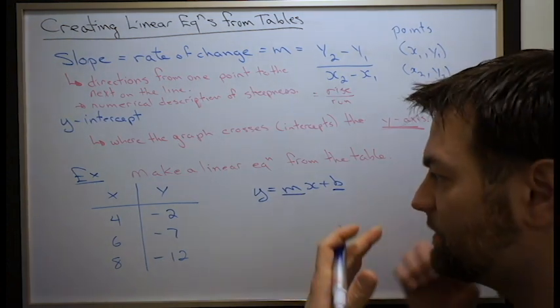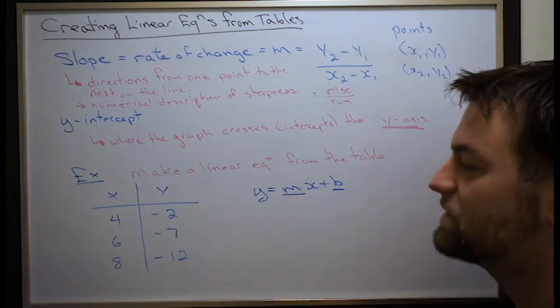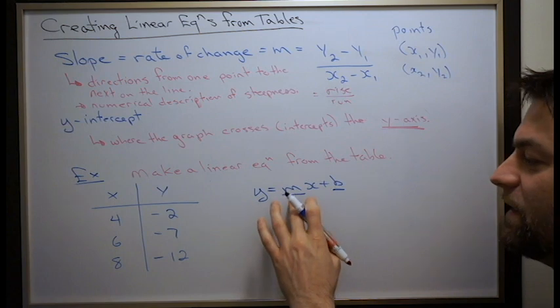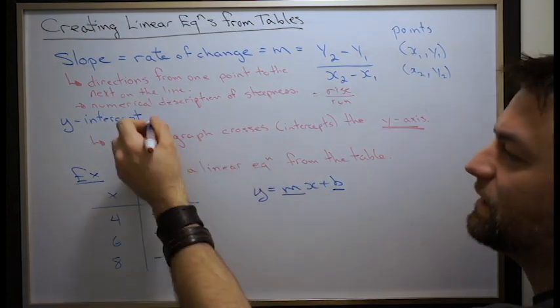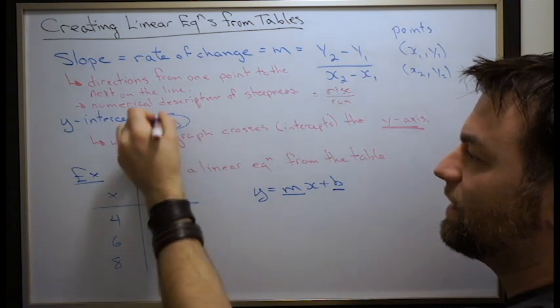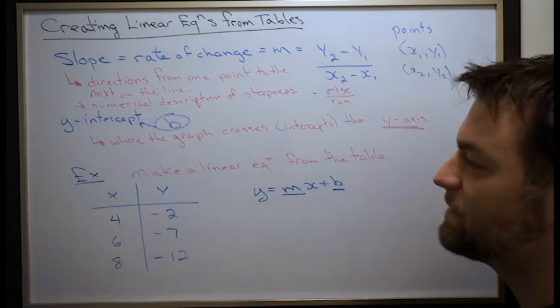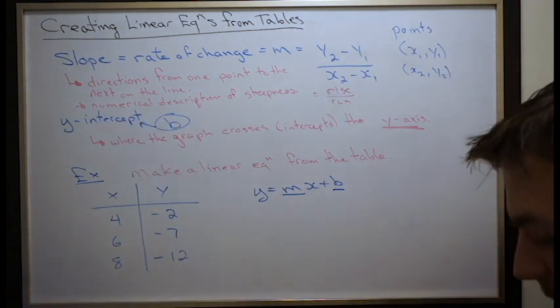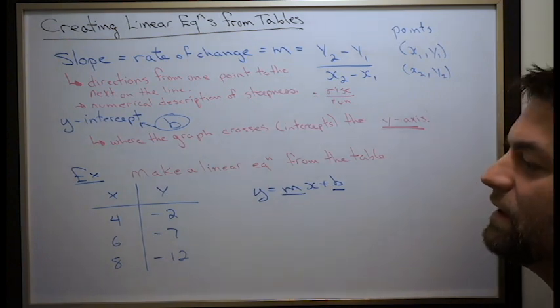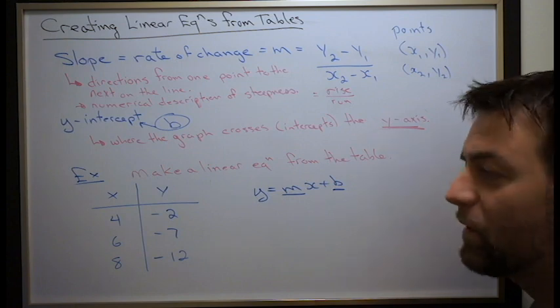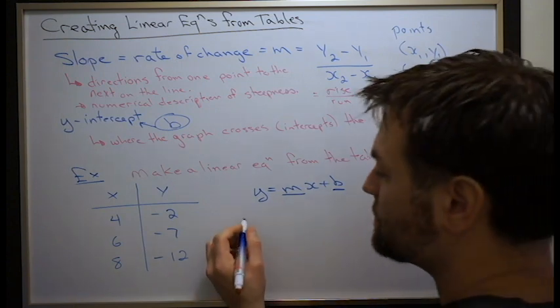Y and x are going to just stay as y and x in this equation. So we need to find out the m and the b. The m again is the slope, and the b is what we use to represent the y-intercept. So calculating this out is two parts. One, we need to find the slope.